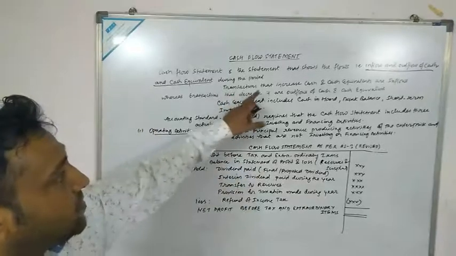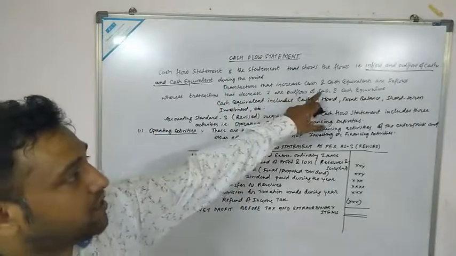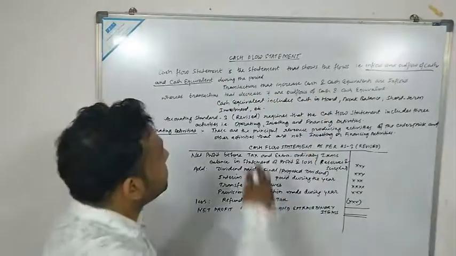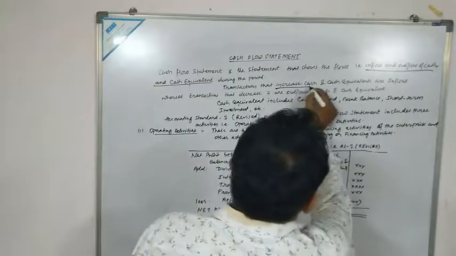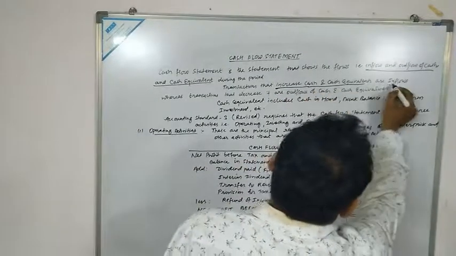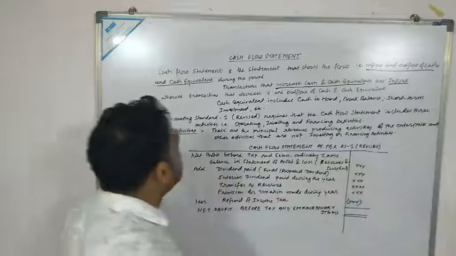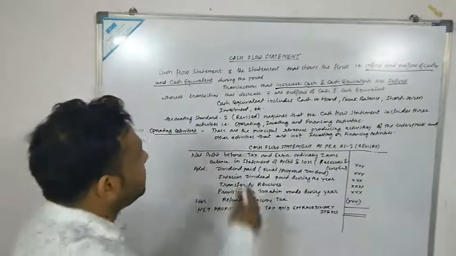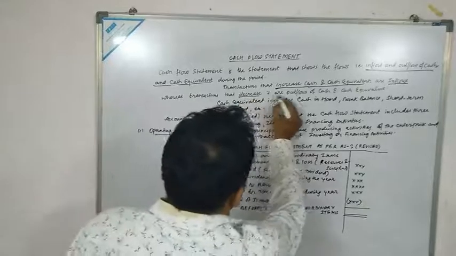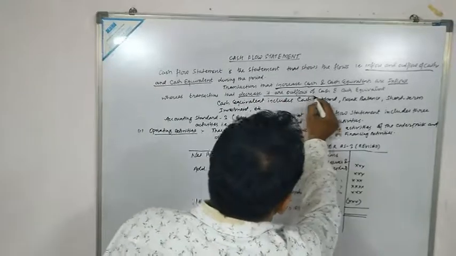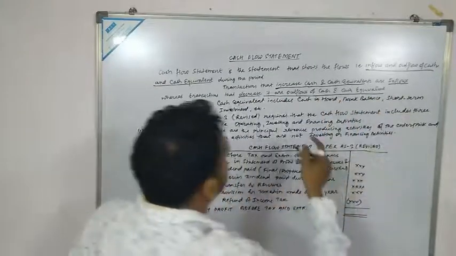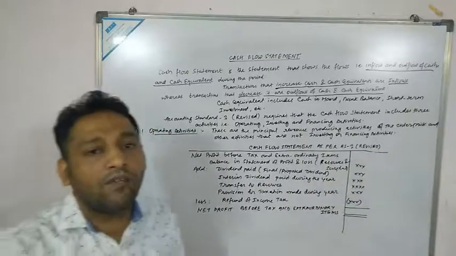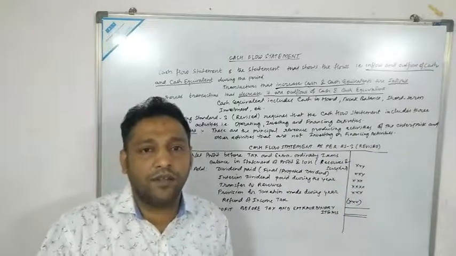The transactions that increase cash and cash equivalent are known as cash inflows, whereas transactions that decrease cash and cash equivalent are known as outflows of cash and cash equivalent.